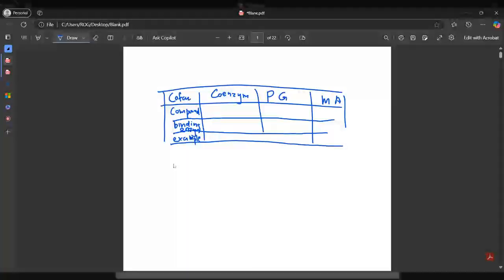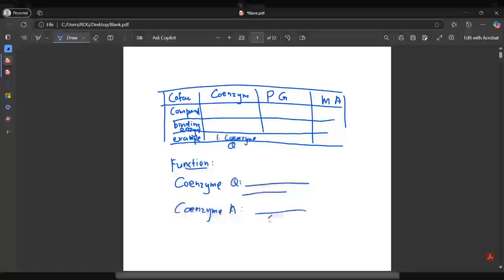Function is not added here because I want you all to write it out separately, in order to separate the function from the example. So the function is based on the different examples. For example, you have coenzyme Q. If you have coenzyme Q as one of your answers, then what is the function of coenzyme Q? And if you have the example coenzyme A, then what is the function of coenzyme A? And if you have NAD plus, then what is the function of NAD plus?